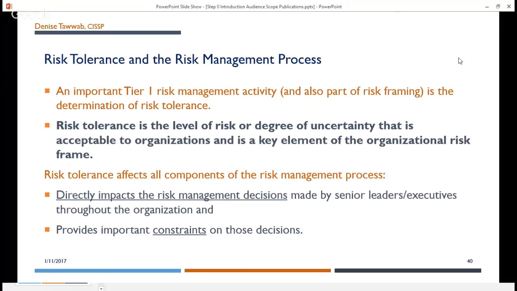All right, risk tolerance in the risk management process. An important tier one risk management activity, and also part of risk framing, is determining the organization's risk tolerance. And risk tolerance is the level of risk or the degree of uncertainty that is acceptable to organizations and is a key element of the organization's risk frame. Risk tolerance will affect all components of the risk management process. It directly impacts the risk management decisions that will be made by your senior executives throughout the organization, and it provides important constraints on those decisions.